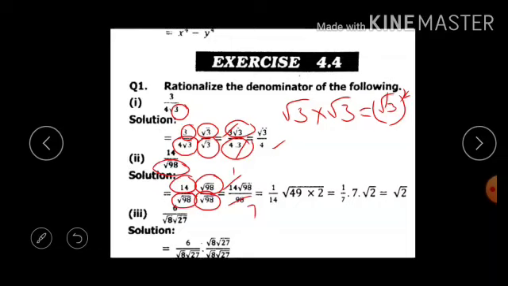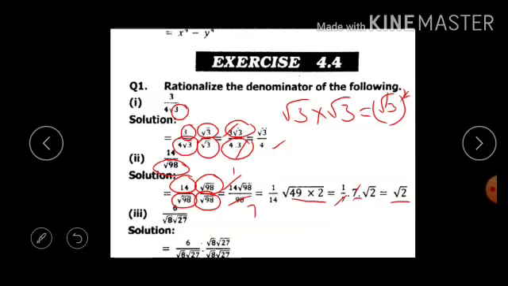Remember to break it down as a product where one of its factors is a perfect square. 49 multiplied by 2 is equal to 98. 49 is a perfect square, which is 7. So we can take 7 out of the square root. Cancel the common factor between the numerator and denominator. The answer is square root of 2.